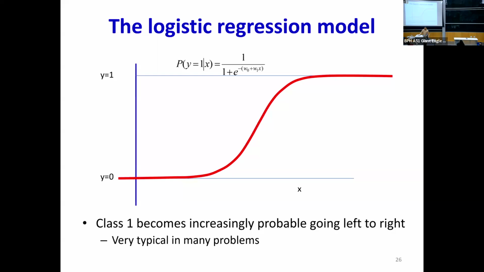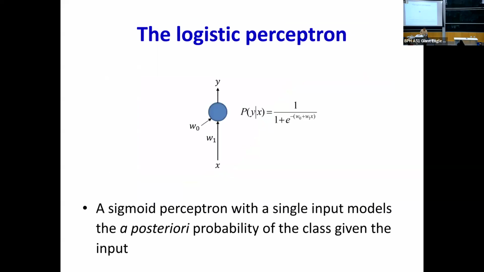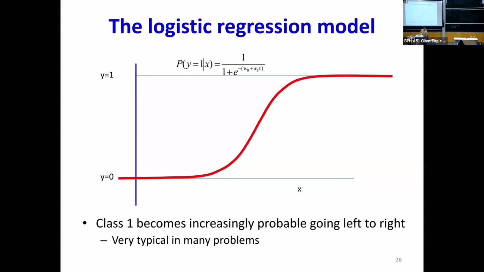If x is a very large positive value, then what is e raised to minus w1x? 0, right? And the overall function is 1. And so you can see the function goes from 0 at the far left to 1 on the far right, it transitions smoothly from one to the other, which is why you get this sigmoidal shape, and it represents the posterior probability of the class given the input for unidimensional data.